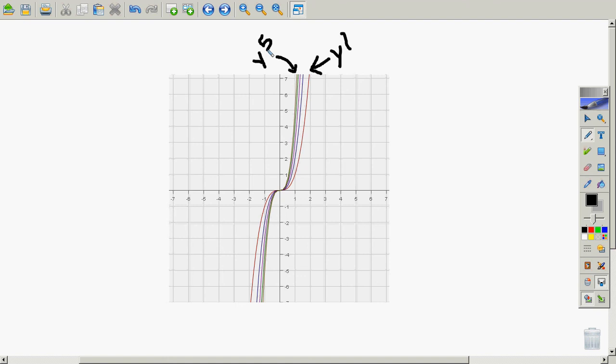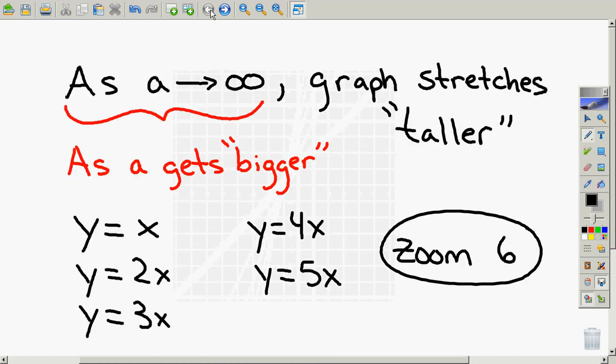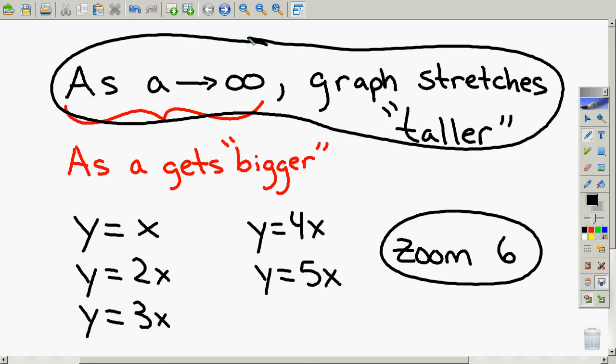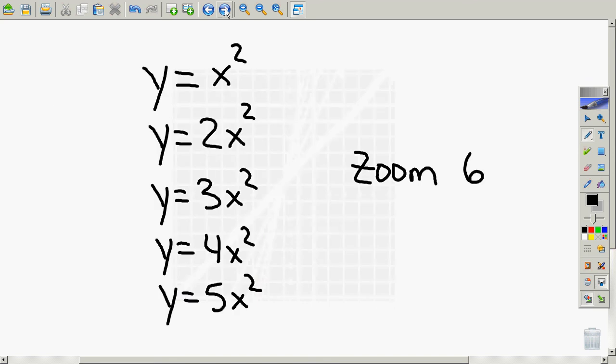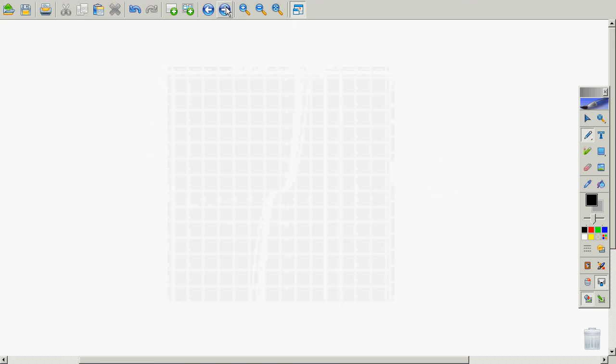Okay, so the big idea, if we go back to the very first slide we started with, was this right here, that as A gets bigger, the graph stretches or gets taller. Okay? All right, so we looked at a few examples there. Let's look at one other thing. What happens if A is negative?